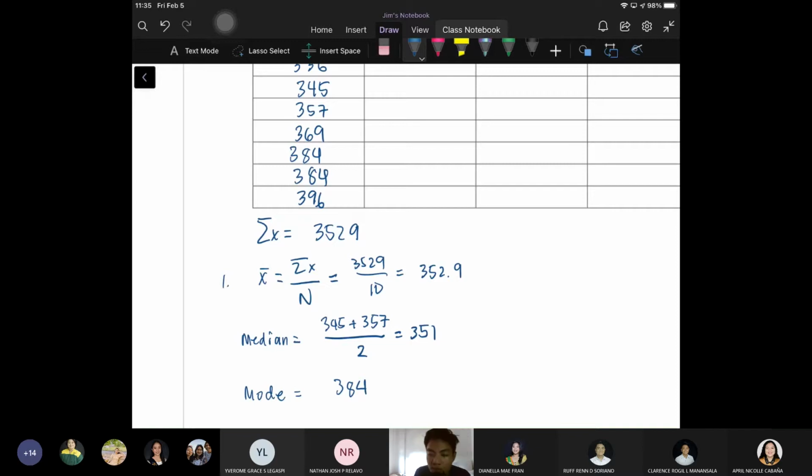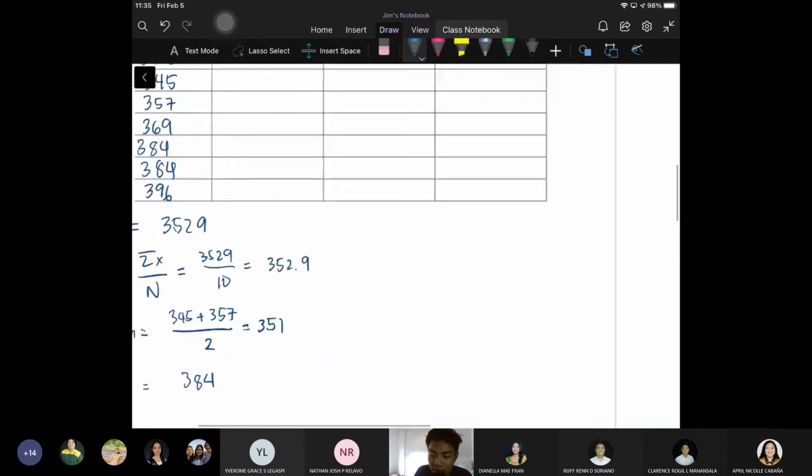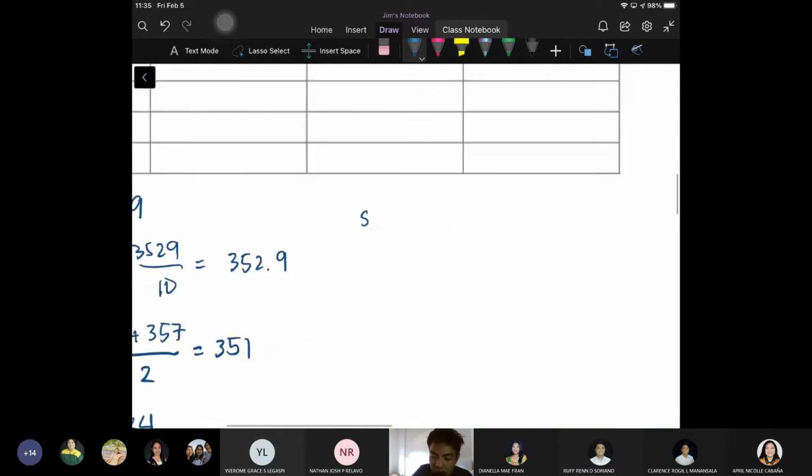The next one, let's solve for the standard deviation. In order for us to solve for the standard deviation, we have to use this table, okay? Because the formula for standard dev is s equal to the square root of the sum of x minus x bar squared divided by n minus 1. So we have to look for this value muna, okay? So let's solve for that value using the table, okay?